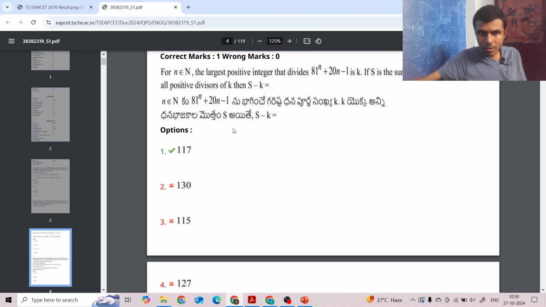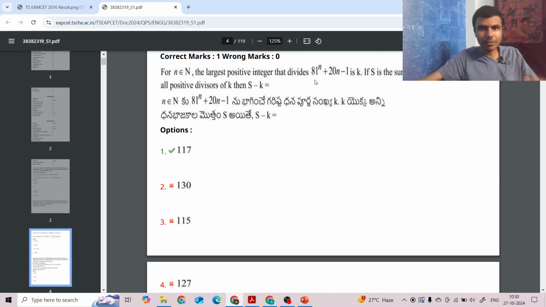Now let's get on with TS EAMCET 2024, 9th May first shift, question 3. For n belongs to N, the largest positive integer that divides 81^n + 20n - 1 is k. S is the sum of all positive divisors of k. Then S - k is what?